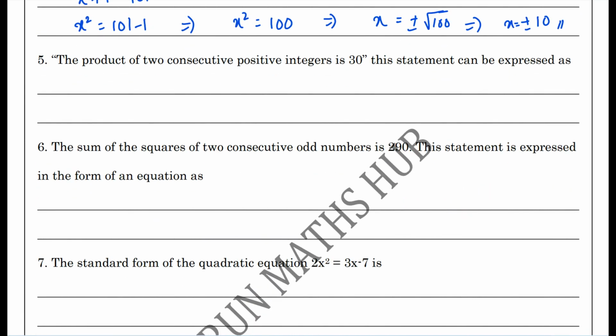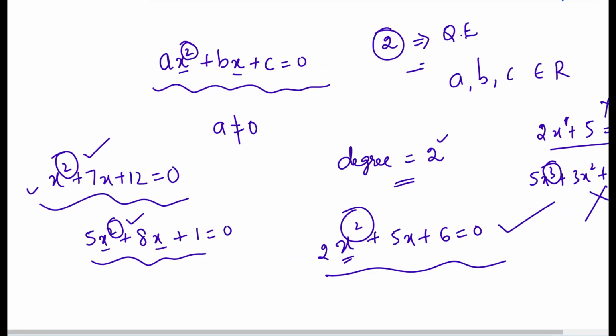The product of two consecutive positive integers is 30. This statement can be expressed as what? Consecutive integers. That means if I assume the first number as x, the next number will be x plus 1, right? The product of these two equals 30. That is x into x plus 1 equals 30. Let me give an example.